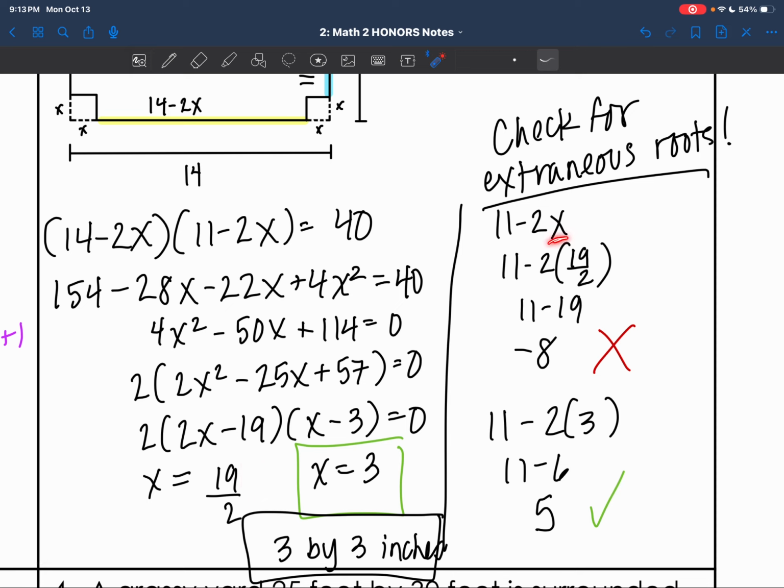So what I did is I plugged it into here, and I got 11 minus 2 times 19 over 2, so that's going to be 19. When I did it, I'm going to get a negative 8. I can't use that, so I'm not going to use that one. So now we're going to check this one to see if it works, and in this case, it does because you got 11 minus 6, which is positive 5. So I know these squares are each going to be 3 by 3 inches.